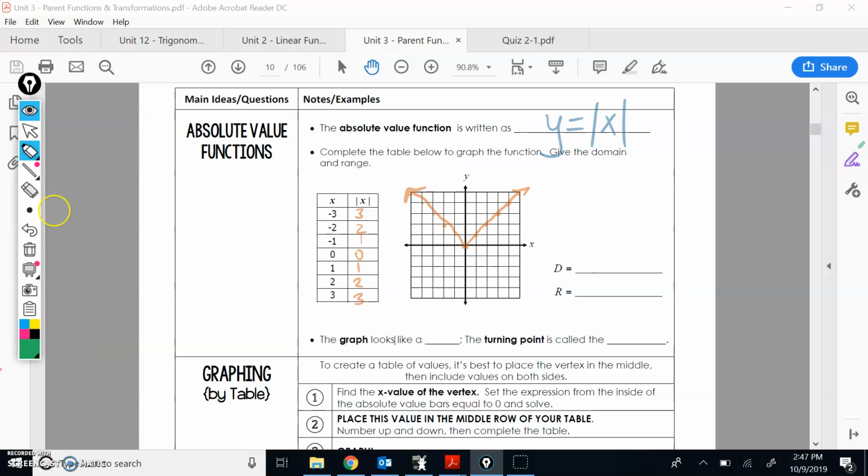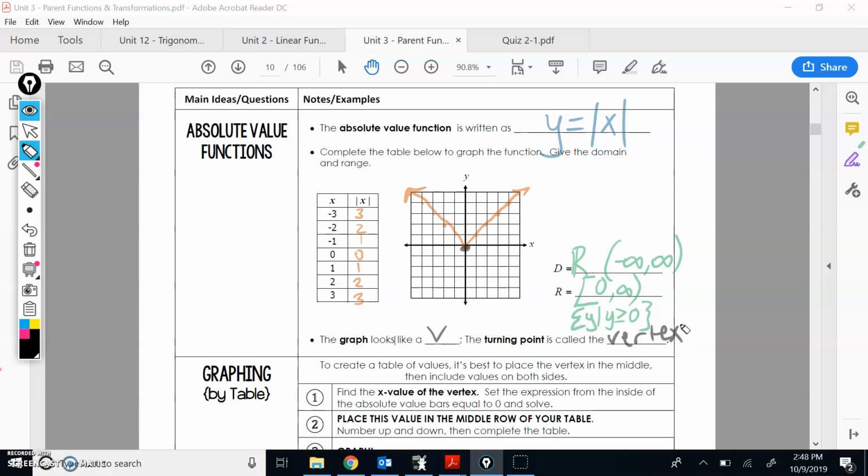Talking about our domain and range now, the domain is all real numbers. You could write from -infinity to +infinity. In the range, the lowest to the highest, you could say it goes from bracket 0 to infinity. Or if you wanted set notation, you would say y such that y is greater than or equal to 0. So the graph does look like a little V, an upwards V. The turning point right here, that turning point is called the vertex.